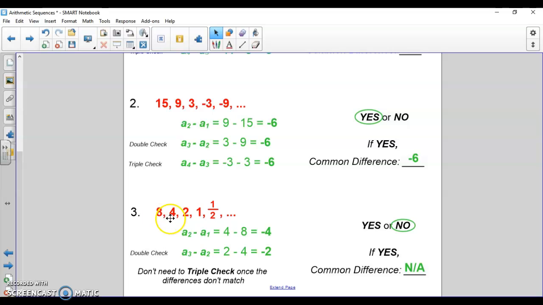Checking this sequence out, we have 8, 4, 2, 1, 1/2. It is a constant sequence. Doesn't mean it's arithmetic though. We take the first two. 4 minus 8 is -4. Difference can be negative, that's not a big deal.